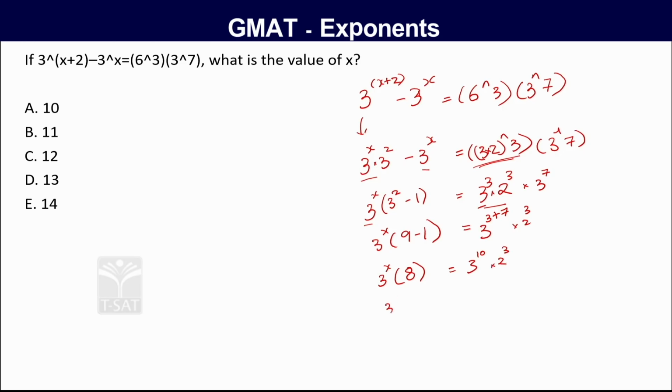So here you can write 8 as 2 cube. 8 is nothing but 2 raised to the power of 3. When you equate it to 3 to the power of 10 into 2 to the power of 3. Here when the bases are same, you can equate the powers. Here the power of 2 is perfectly matched already. We are only left with 3 to the power of x is 3 to the power of 10. That means that x is equal to 10, which is option A.